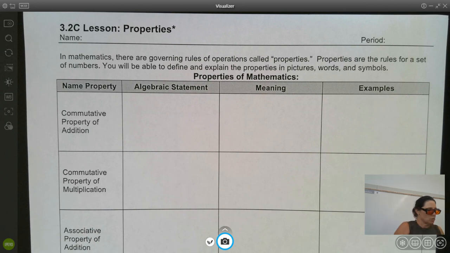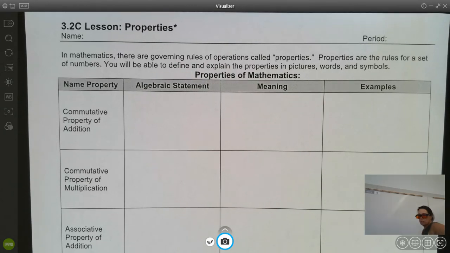Alrighty, so 3.2C lesson, we're looking at properties. This is typically tough for kids because it is a lot of memorization. So you have to study this page.